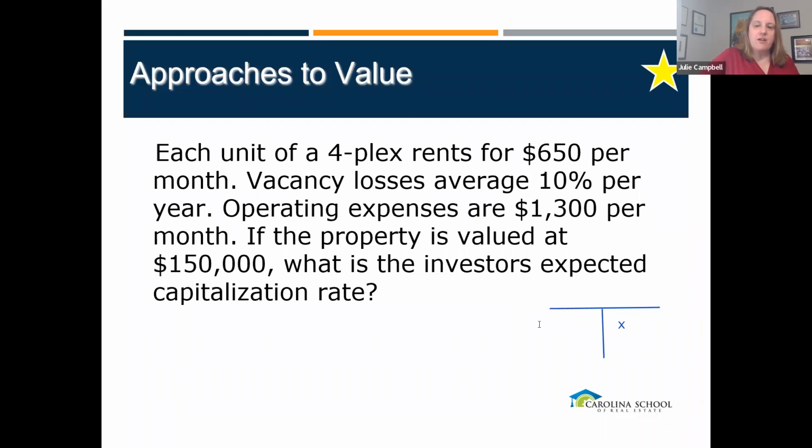I know my net operating income is part of my value. The value of the property is $150,000. Do I know my net operating income? Not yet. I've got to go back and do some more work. I have to find that net operating income. So I have a fourplex, which means how many units? Four. Each rents for $650, so $2,600 per month.